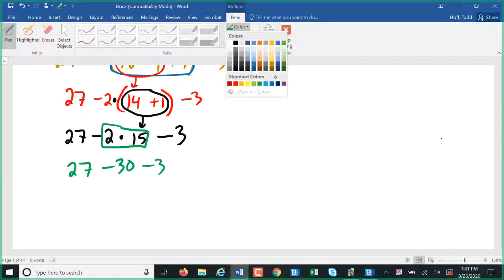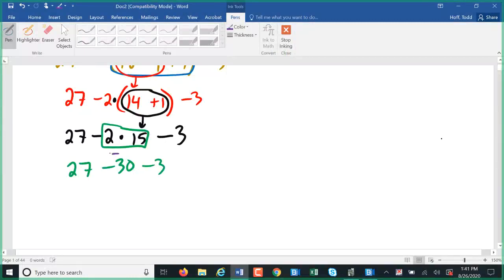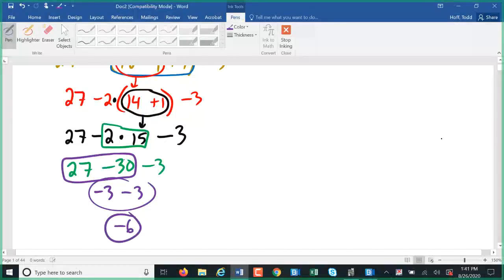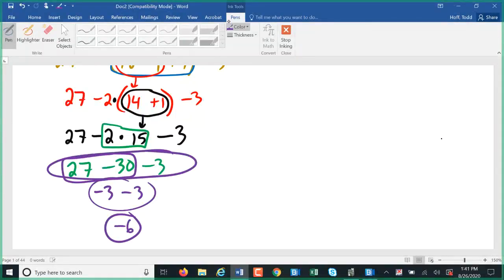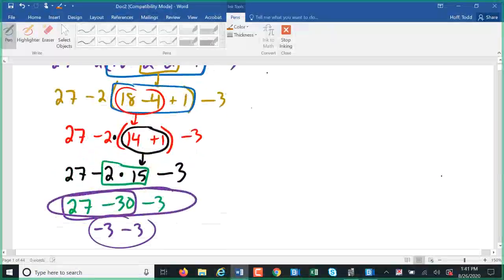I screwed up a little bit on this example. We haven't done negative numbers yet, but we'll muddle through here. 27 minus 30 is negative 3. And negative 3 minus 3 is a negative 6. So if you got to this part here, you did fine. We haven't discussed negative numbers yet, so I didn't really expect you to do the negative parts there. That's what I get for making up examples on the spot. Any questions on that one?